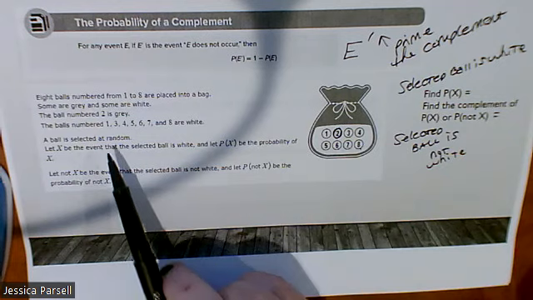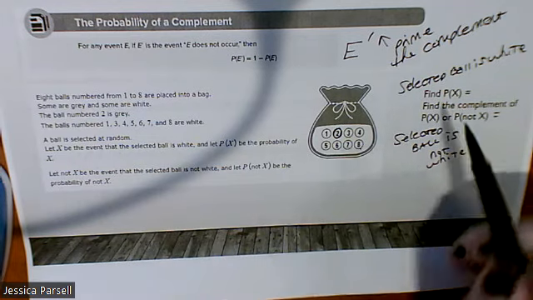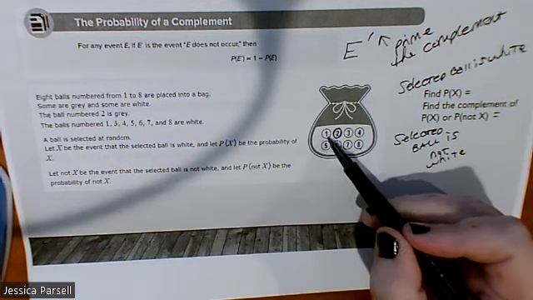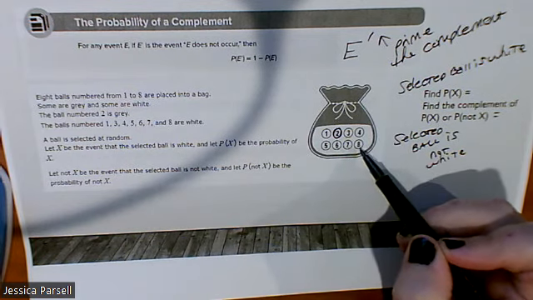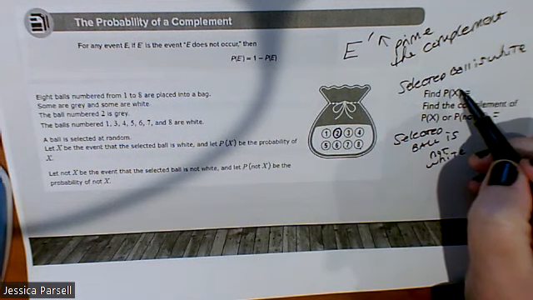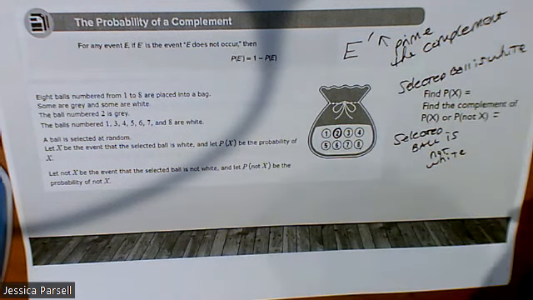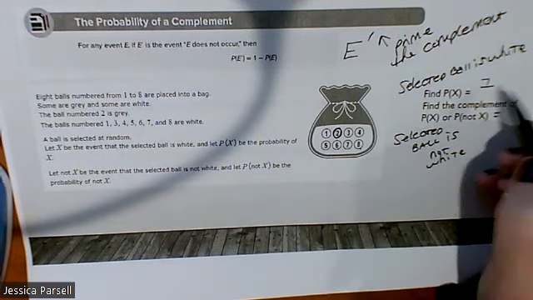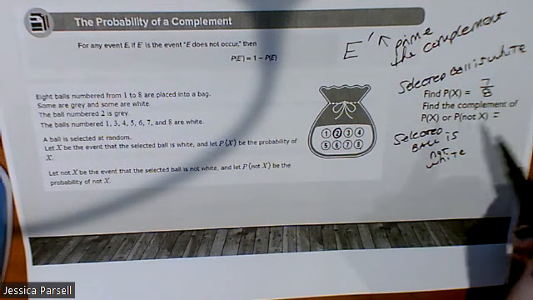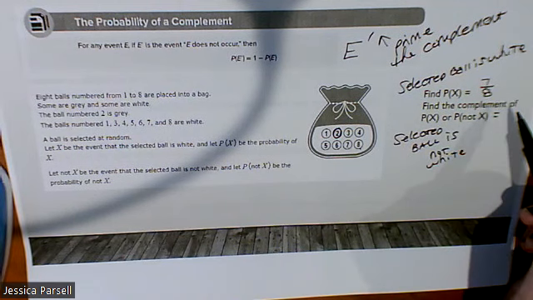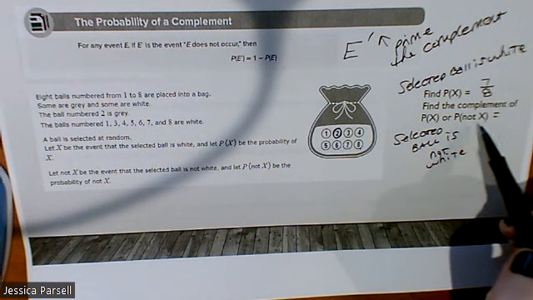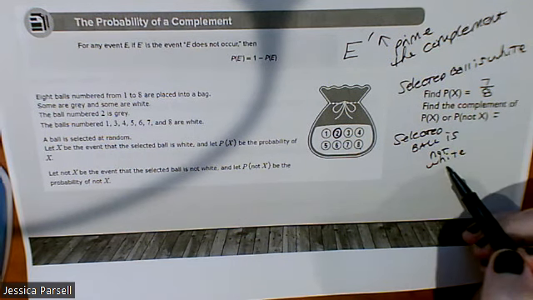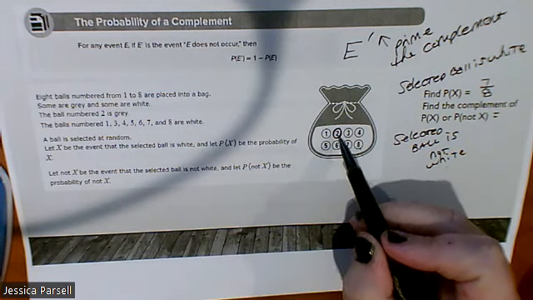Okay, so the first thing they want us to find out is what's the probability of X? Well, the probability of X is that you select a ball that is white. Well, we know that all of these balls except for that one are white. So if you were going to find the probability that you would stick your hand in here and find a white marble or ball, it would be 7 out of the total of 8. Now the complement of P(X), or not X, is the probability that the selected ball is not white. Well, that's only 1 out of 8.